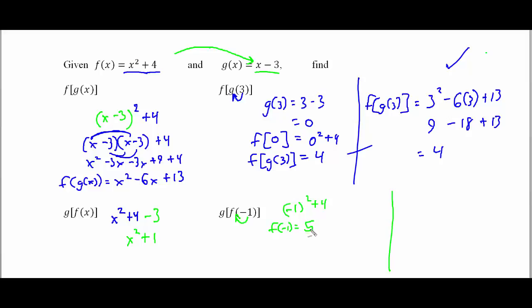Then I'm going to take the 5 and plug that into g. So my g of 5 is equal to 5 minus 3. And 5 minus 3 is equal to 2. So my answer of g of f of negative 1 is equal to 2. Now, again, that's one way you can do it, which is the way that we did up on the top of the worksheet here.